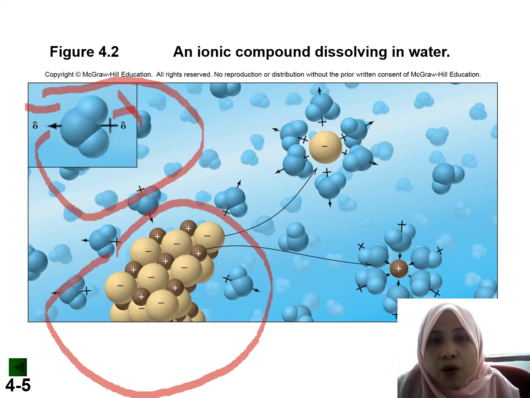When an ionic compound dissolves in water, it will dissociate into positive and negative charges, where the negative charge will be attracted to the positive charge of water. And the positive, cationic charge from the ionic compound will be attracted to the negative charge of the water molecule.